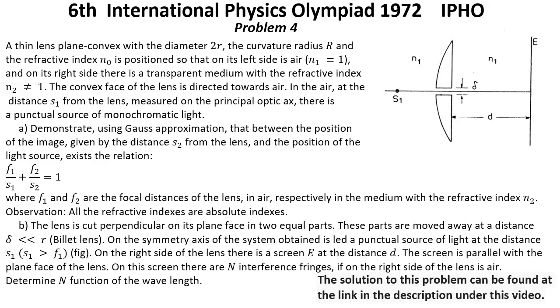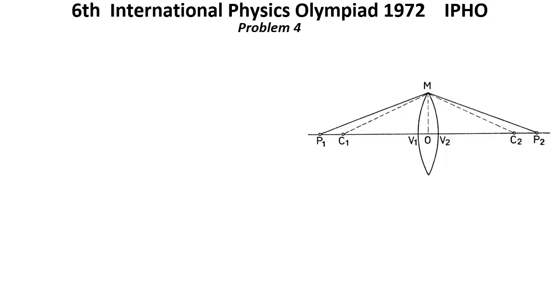On this screen there are n interference fringes if on the right side of the lens is n2. Determine n as a function of the wavelength. Solution for problem number 4.